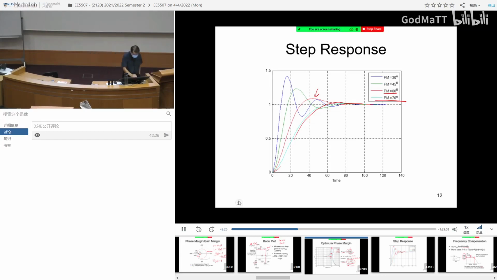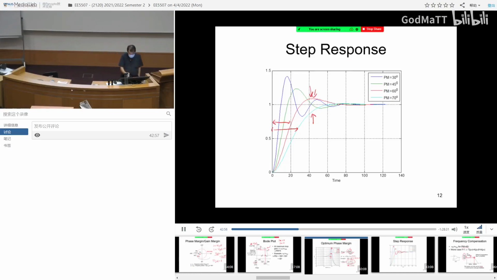You can compare these two curves, the red curve and the light blue curve. You can see that although this one doesn't have peaking, it actually takes longer time to settle, right? But the red curve, you have some slight peaking, but it actually takes shorter time to settle. So there's a trade-off. We can allow some peaking in order to settle fast.